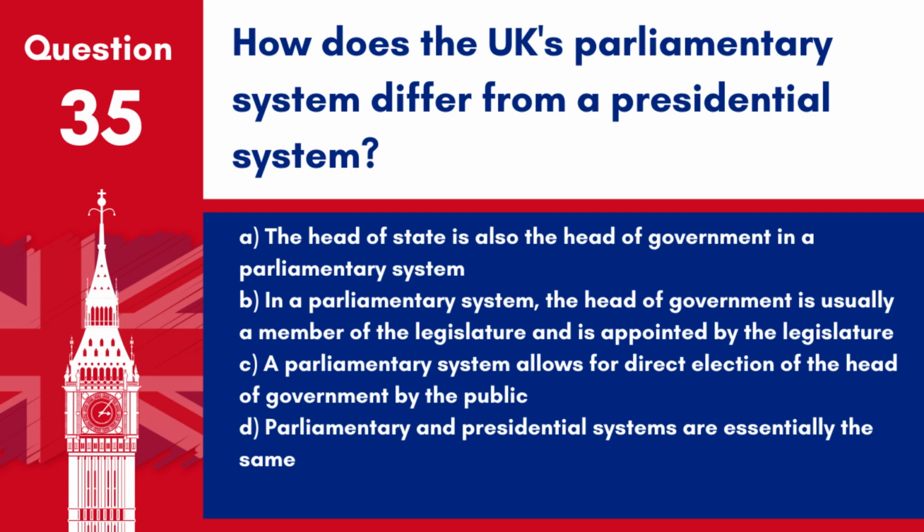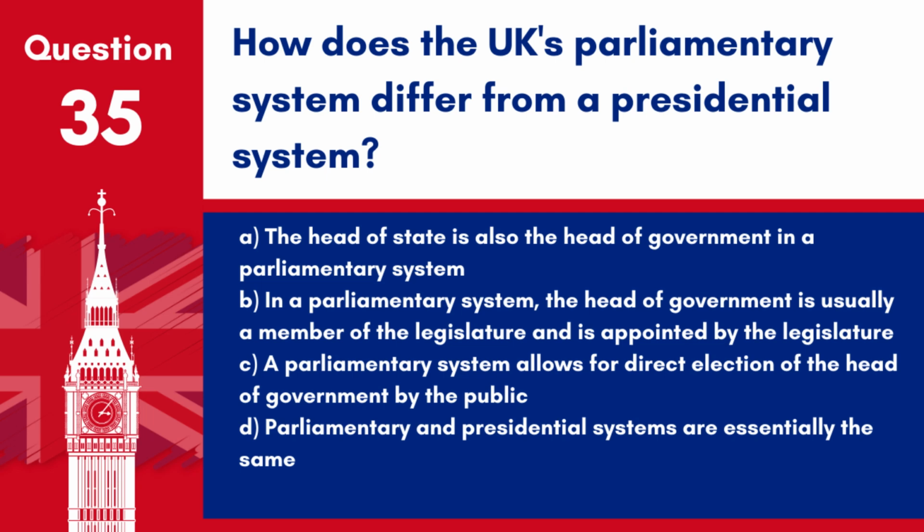How does the UK's parliamentary system differ from a presidential system? A. The head of state is also the head of government in a parliamentary system. B. In a parliamentary system, the head of government is usually a member of the legislature and is appointed by the legislature. C. A parliamentary system allows the direct election of the head of government by the public. D. Parliamentary and presidential systems are essentially the same.